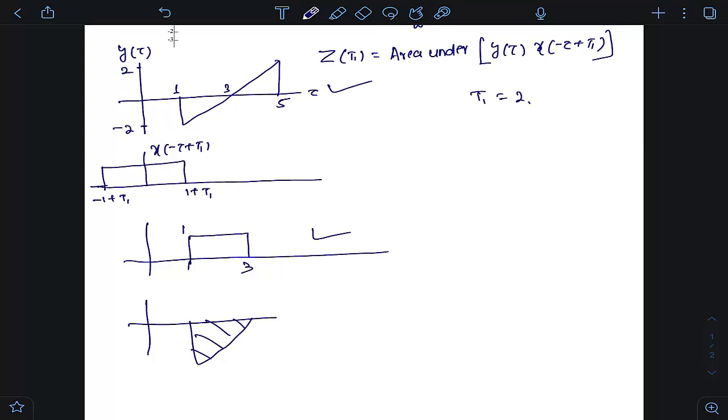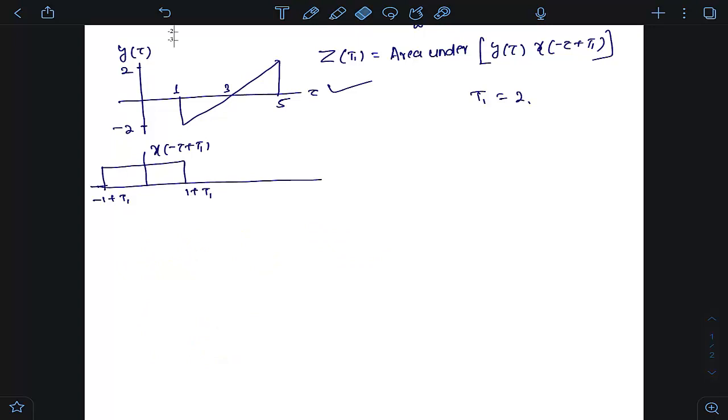Now imagine a case where, instead of taking t1 equal to 2, you had taken t1 equal to 1. Then what would have happened? This waveform would have covered from where to where? If you take t1 equal to 1, this will cover from 0 to 1, right?